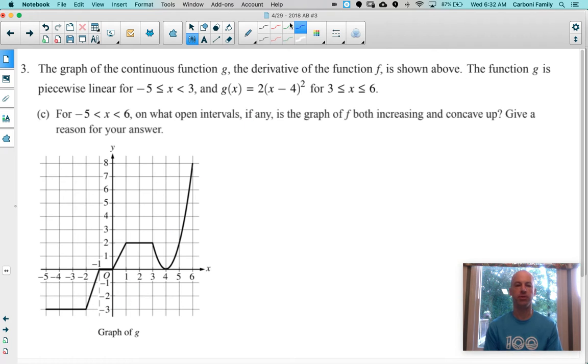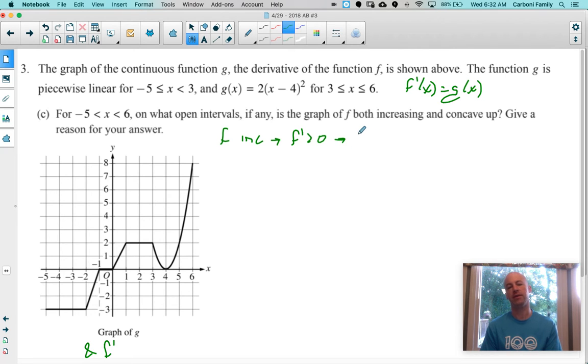So again, we need to remember that this graph of g is also the graph of f prime of x. The derivative of f is g. And so if I want f to increase, we need f prime to be greater than 0. That's going to be really easy because I am looking at f prime, and this f prime is greater than 0 on any interval that this graph is above the x-axis, and that happens from 0 to 6, concave up.